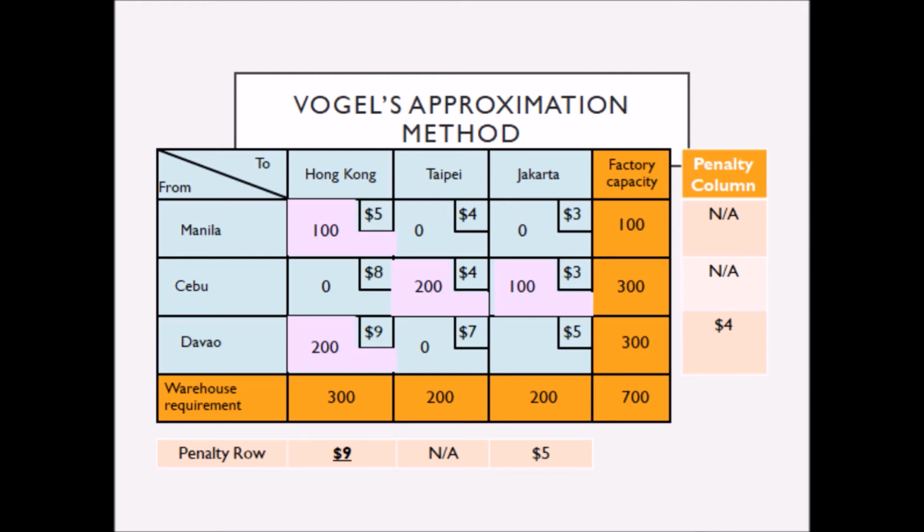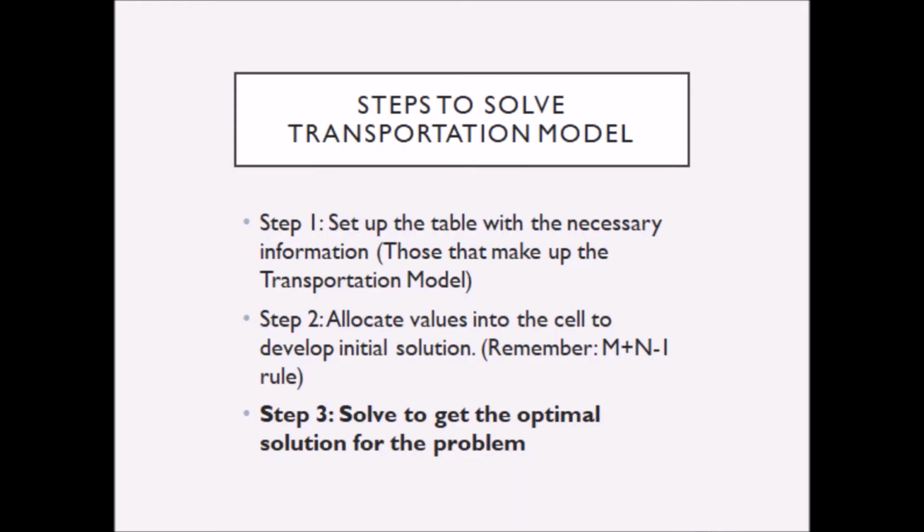Since Hong Kong has a penalty of 9, we will now exhaust the remaining demand from the supply of Davao, which is 200. And finally, the remainder will go to the Davao to Jakarta segment, which has 100 units left and 100 units of demand to be met. Applying the m plus n minus 1 rule, this is now correct. And that is your Vogel's approximation method initial solution. Again, since this is an initial solution, we have yet to optimize it to get the final solution.